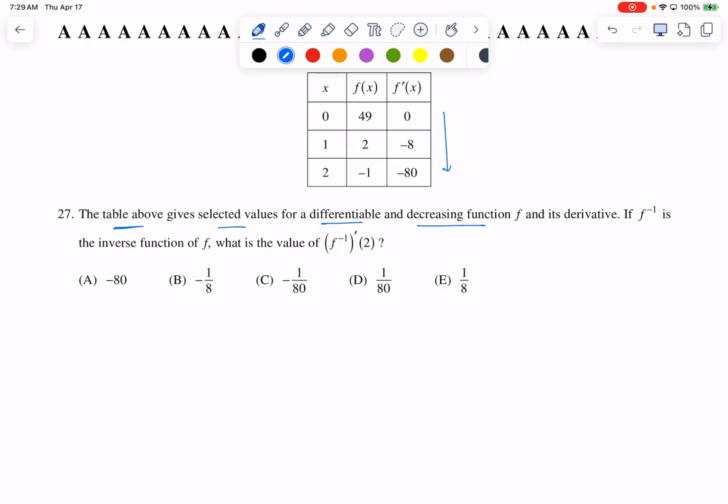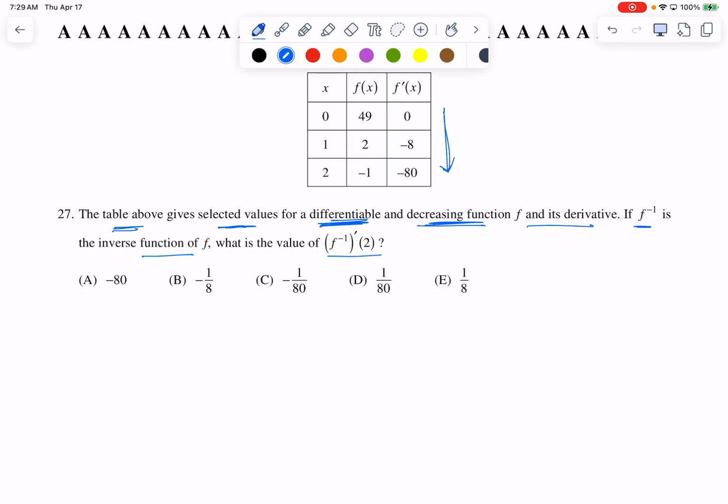All right. So the table above gives selected values of a differentiable function, which means it's a smooth curve. No crazy stuff. No crazy turns or jumps or whatever. Is everybody with me? And then it's decreasing, so it's going down, and it's not going to stop going down. It doesn't go back up for a second. It just goes down. All right, and they give you its derivative. If f to the negative 1 is the inverse, use the inverse derivative rule to find the value of the derivative of the inverse.